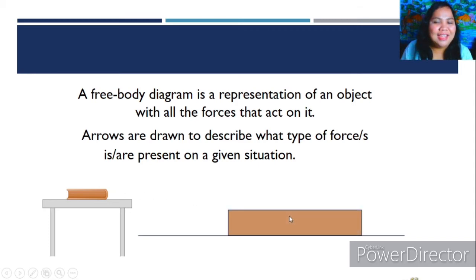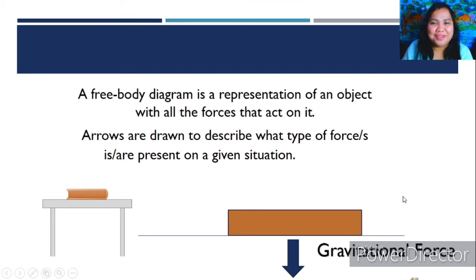When we draw a free body diagram, we draw that object and the surface. No need to draw the whole table. We draw the surface and then the object, and then we label the different types of forces. So, we can draw the arrow down. Remember that one? What type of force is present? Pulling that object towards the earth, we have gravitational force, correct?